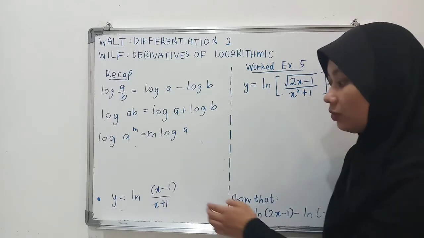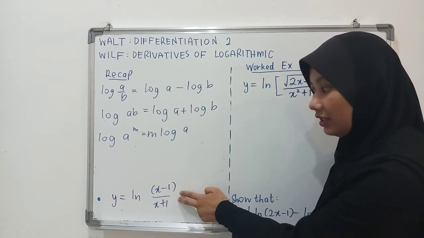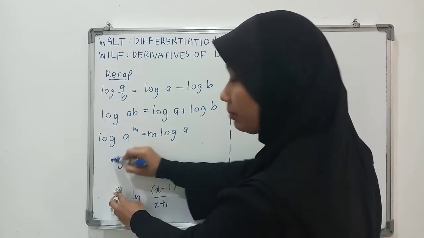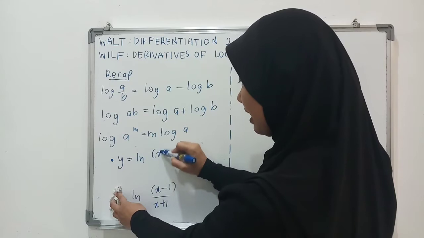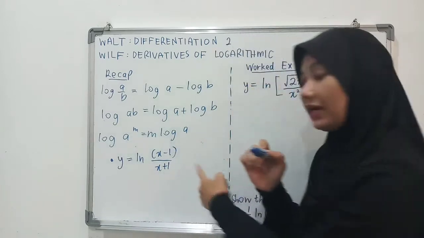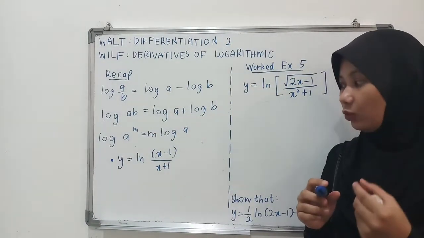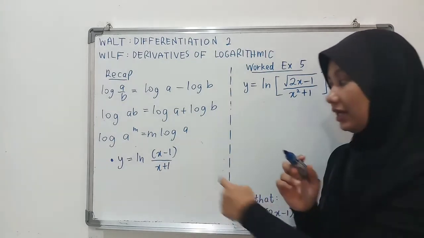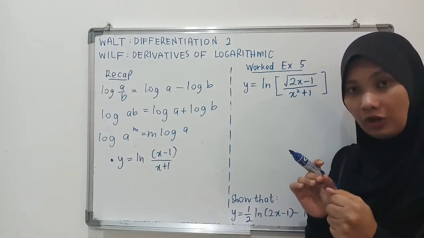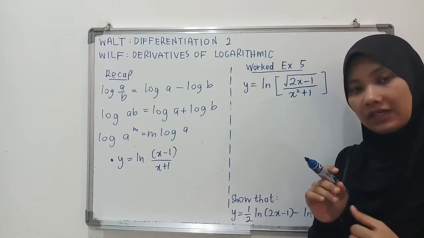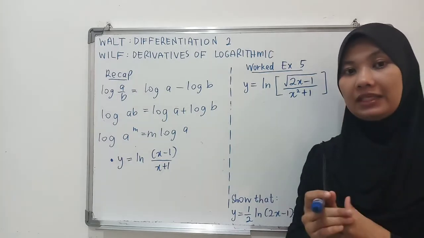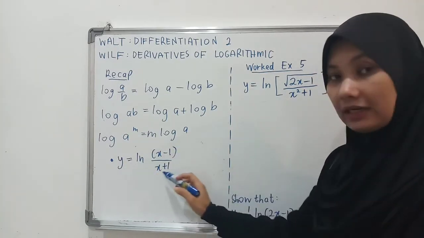Now, I rewrite my example again: y equals ln of (x minus 1) over (x plus 1). How do we simplify that equation? What is the relation between x minus 1 and x plus 1? The whole thing belongs to ln, so you need to simplify your ln first by using the laws of logarithm. Ln and log simply mean the same thing, it's just that ln is log to the base of e.